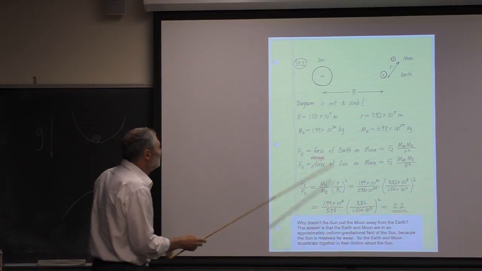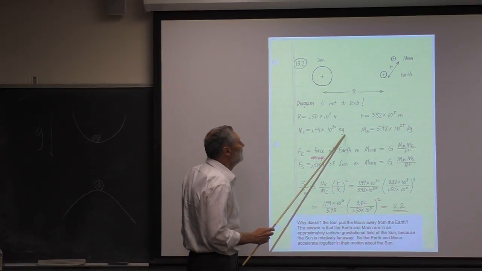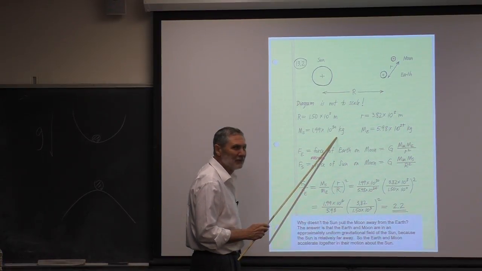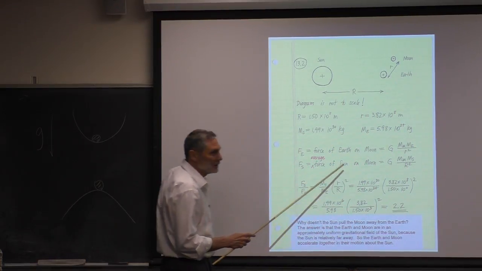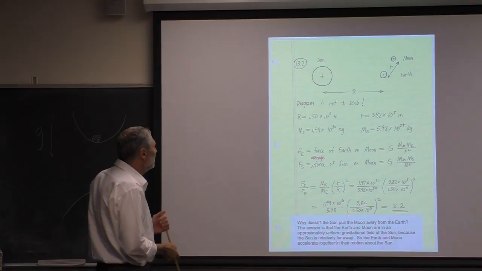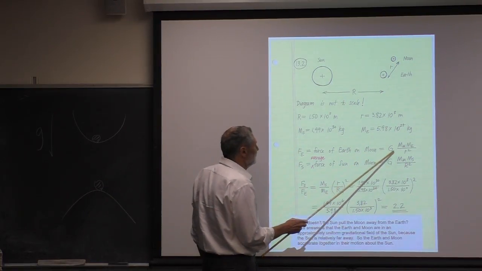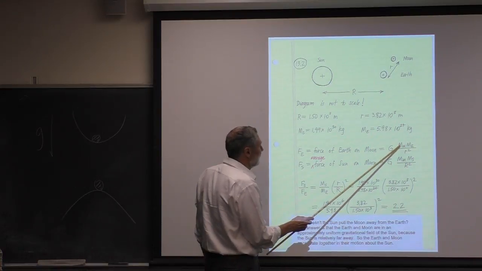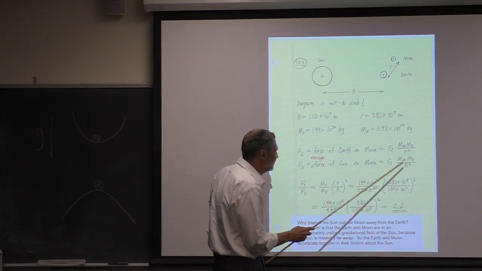So here's the information we need. You'll notice the mass of the moon is not on here. And can anybody see why we don't need it? We're dealing with the ratio. It will cancel out. You'll see that. So the force of the Earth on the moon is big G times the product of the masses, the mass of the moon and the mass of the Earth, divided by the square of this distance. It's approximately a circular orbit.